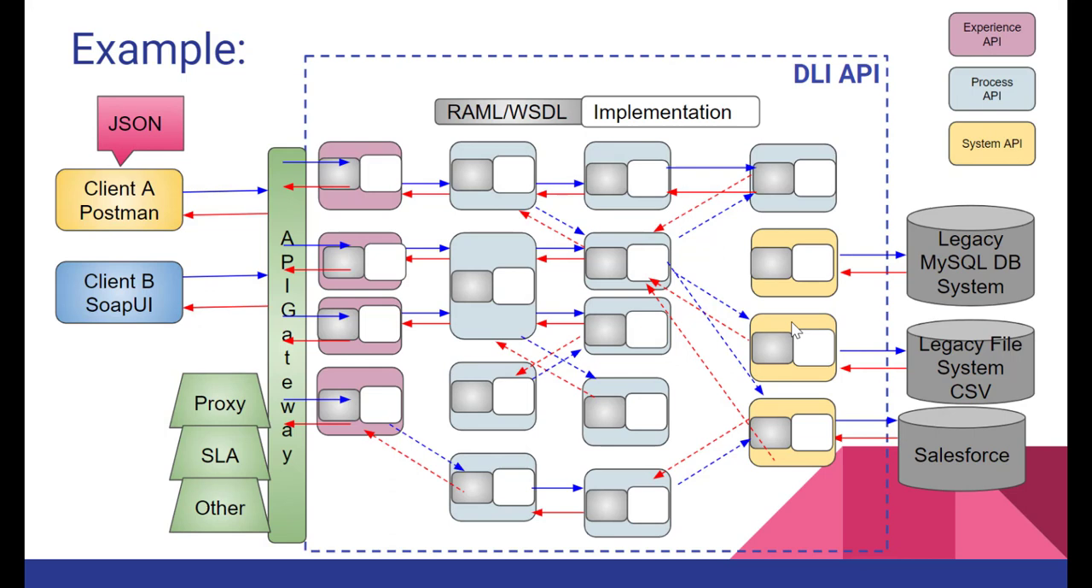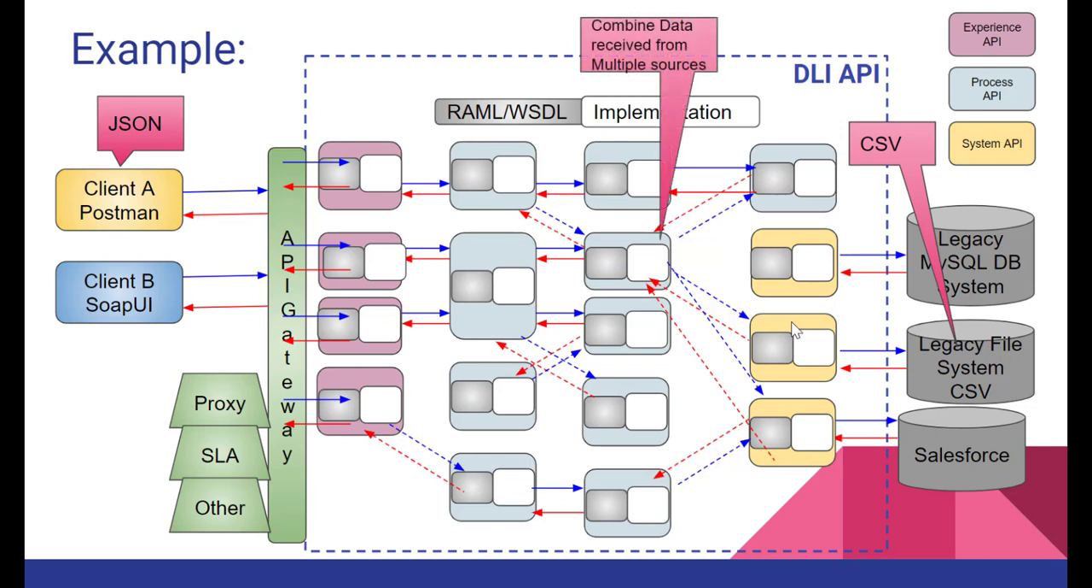So now, as you can see, the client is expecting JSON formatted data, and the CSV data is being provided by the legacy file system, and the combining of data from MySQL and the CSV file would be done at the process API. And so there could be some additional processing. It completely depends upon the design approach which you are following. It depends upon how you are designing it, and it depends upon the requirement.